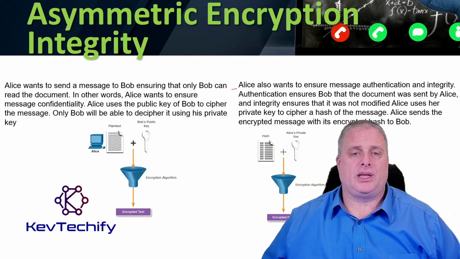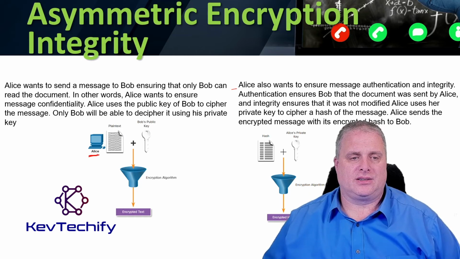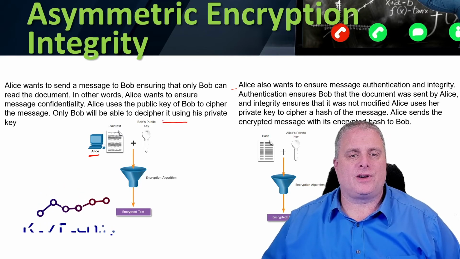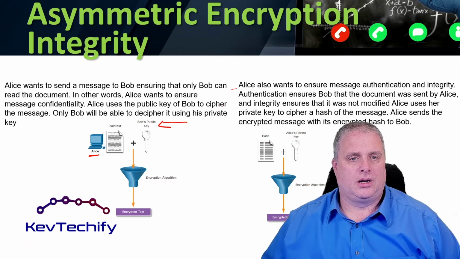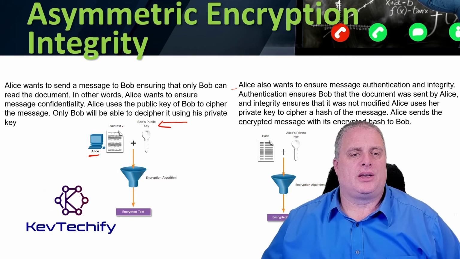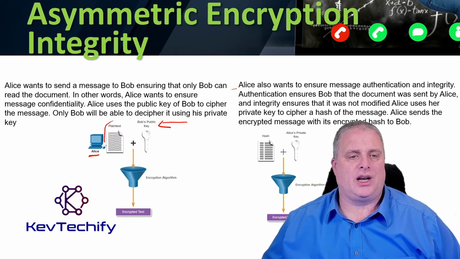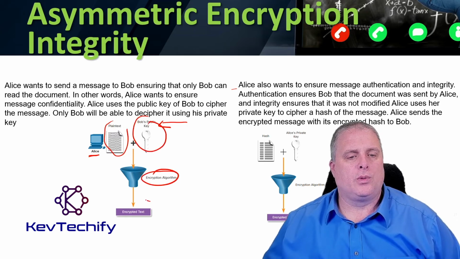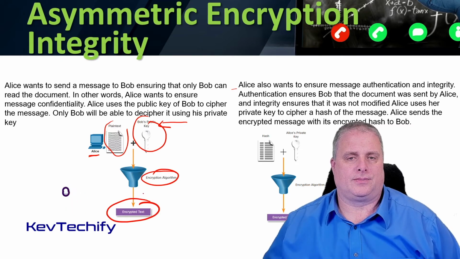Alice uses the public key of Bob. So this is Bob's public key. So right here we have Alice at her computer. We have Bob's public key. So we had to ask Bob for his public key. And what we're going to do is cipher that message. We're going to take the plain text, our message right here, take Bob's public key, run it through an encryption algorithm, and we're going to get our encrypted text.